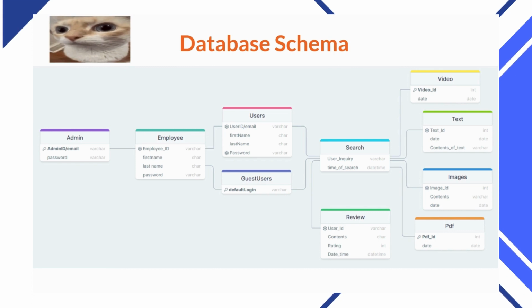Then we'll have the images as an image ID. This will be stored as an integer. I'll have the contents as a varchar and the date the image was uploaded. Next, we have the PDF. PDF ID as an integer and the date on which the PDF was uploaded.